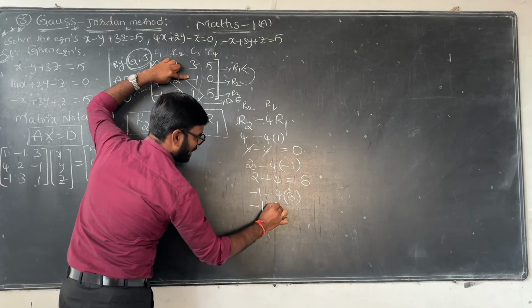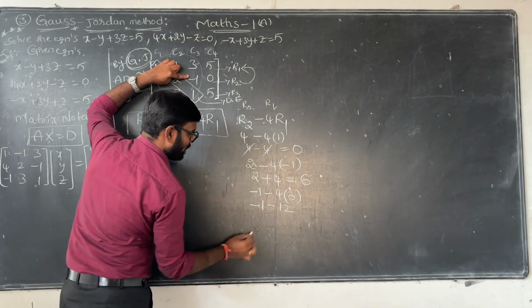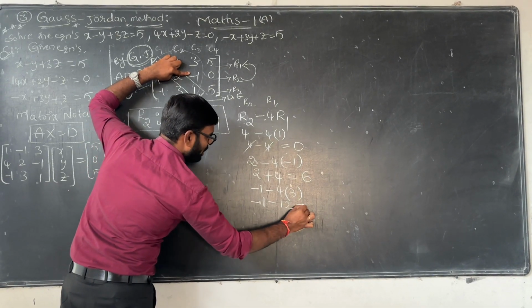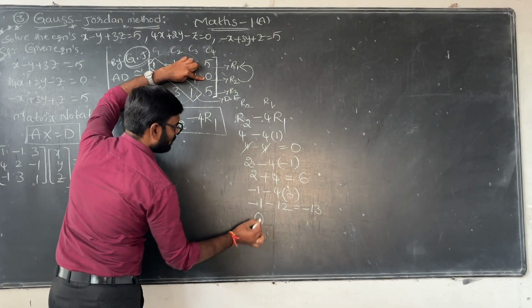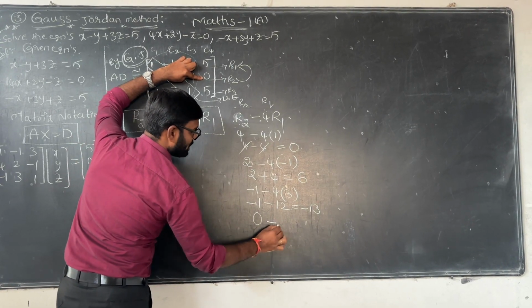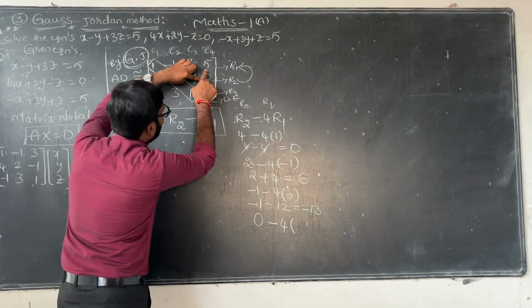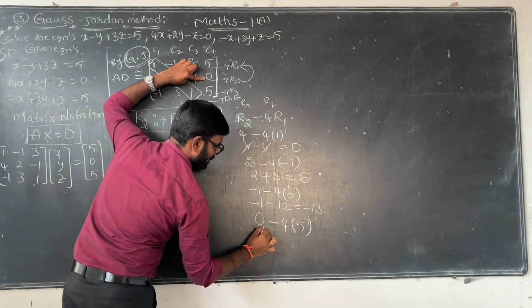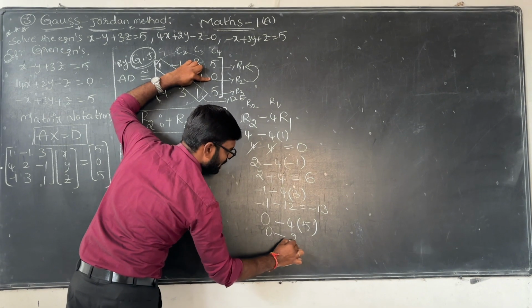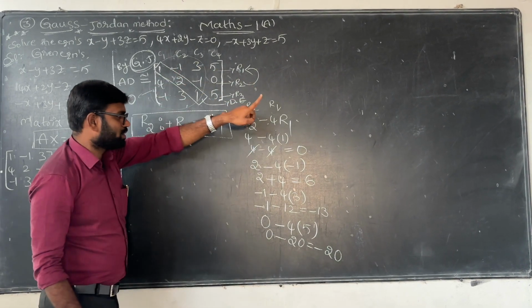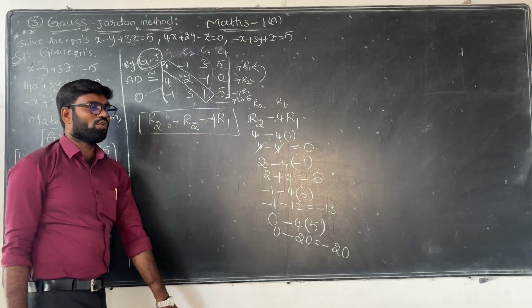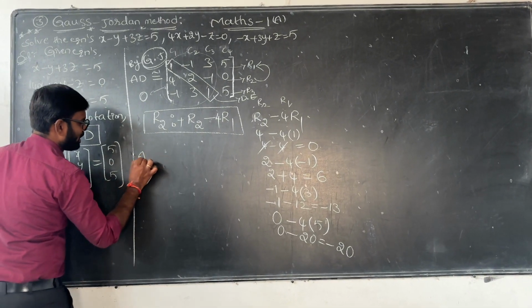Minus 1 minus 4 3 is a 12. Minus 1 minus 12 minus 13. Next last element, R2 0 minus 4. What is the R1 element? 5. 0 minus 4 5 are 20. So what is the final answer? Minus 20. So here finally you will get the 4 elements. Now substitute in the matrix.